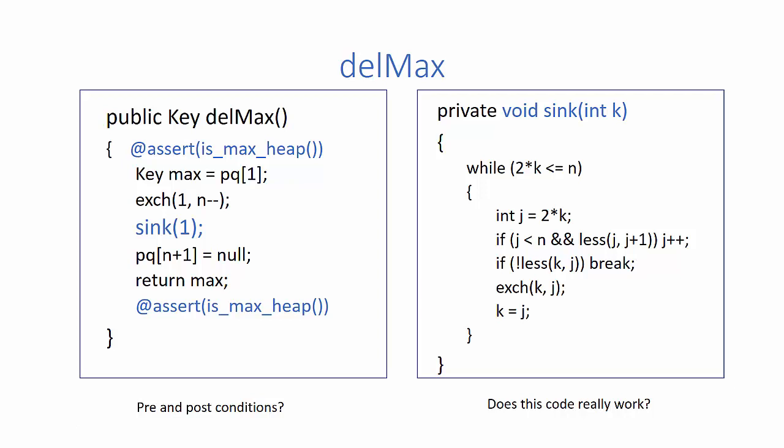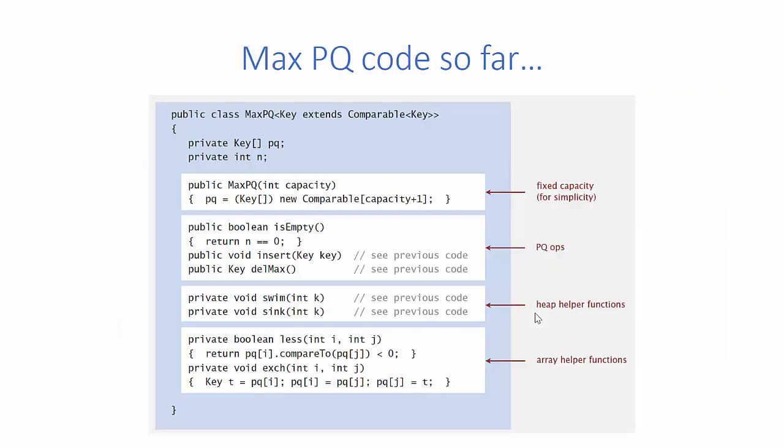Because the left child is less, we have to worry about the right child. So we increment by 1. And then we compare the k with the right child. If k is greater than the right child, we are good. Otherwise, we're going to exchange it and then go to the next one. So you can convince yourself this code really works.